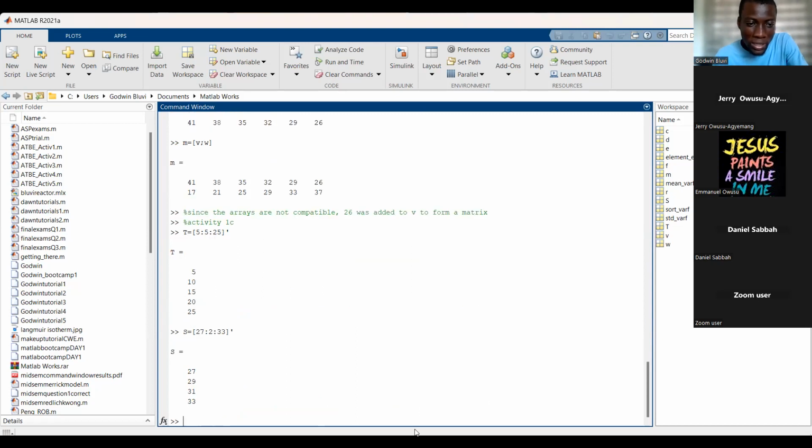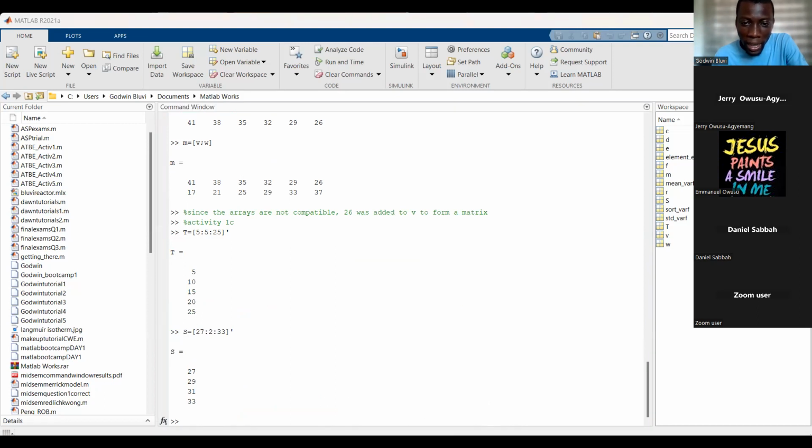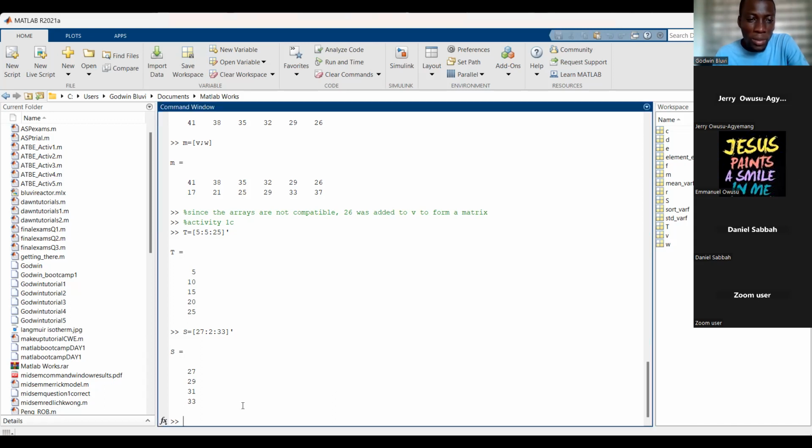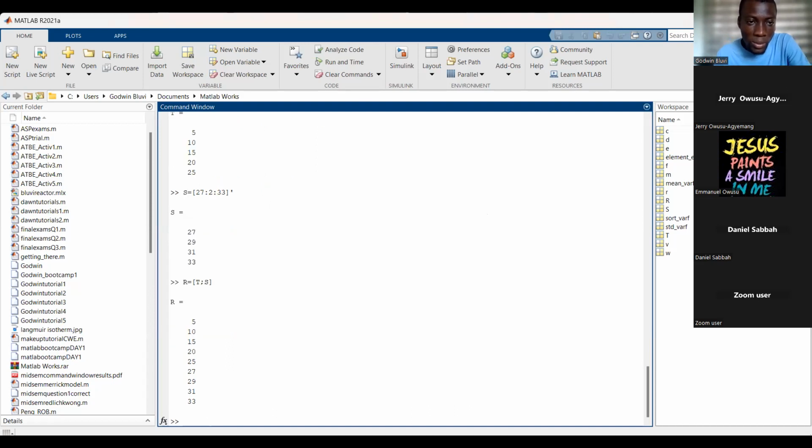So we have 27, 29, 33. Now the next one says, create a column vector R that is made from the elements of T followed by the elements of S. Do we get it? So for this one, we should create a vector. Column vector R. So R is equal to square bracket open T colon S. So everything is there. I hope you are good.